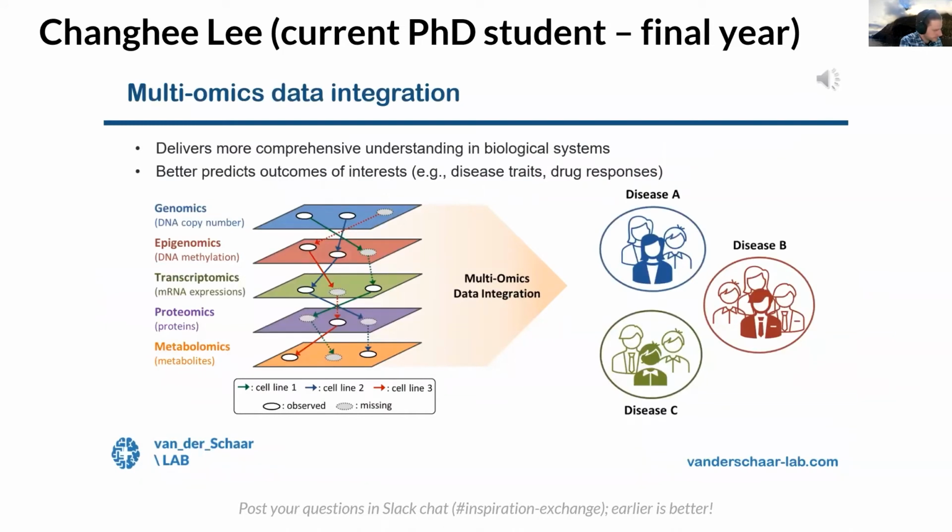Integration of data from multiple omics is becoming increasingly important in biomedical research, since it can deliver a more comprehensive understanding of biological systems and better predictions on outcomes of interest, such as disease traits, phenotypes, and drug responses.